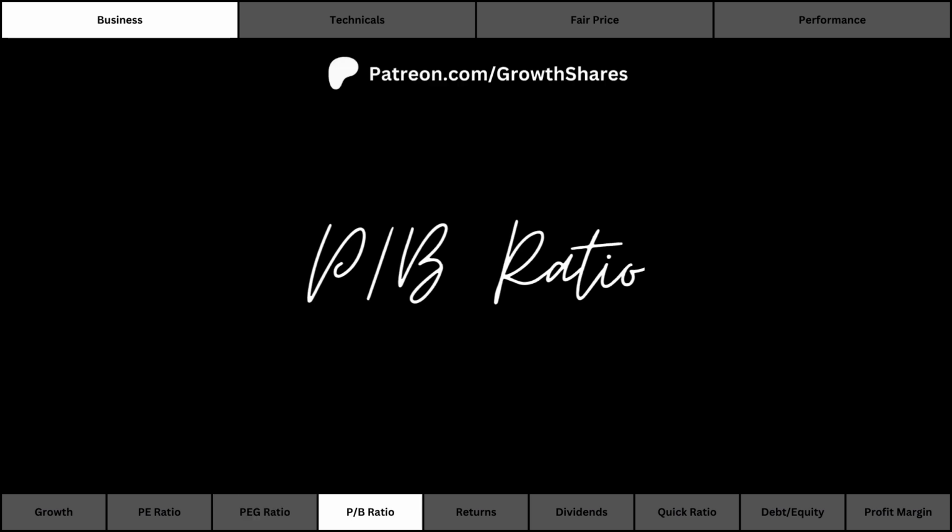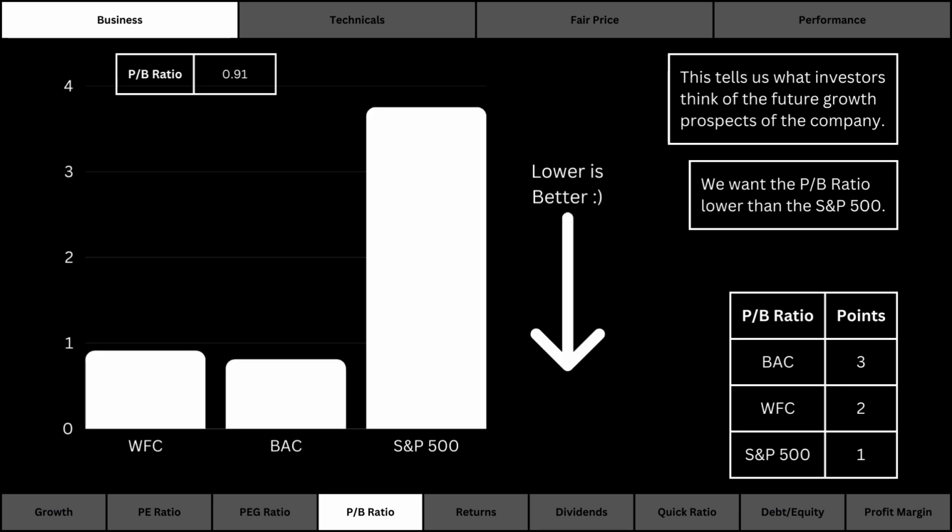Price to book. This tells us what investors think of the future growth prospects of the company. We ideally want the price to book lower than its competitor and the S&P 500.